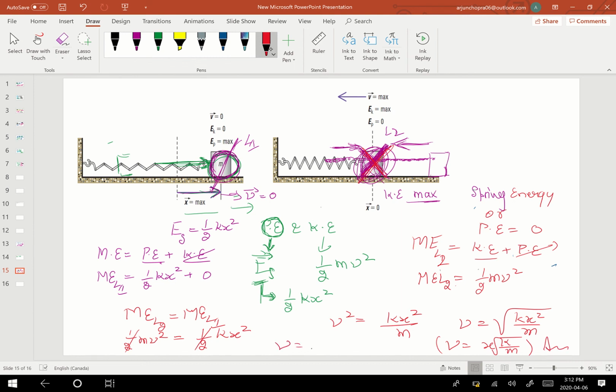And some of the books use the symbol A, A square root of k upon m. A is just a symbol used when we use the words maximum amplitude, maximum displacement. Some books call it the maximum amplitude also. So hopefully you are able to understand.